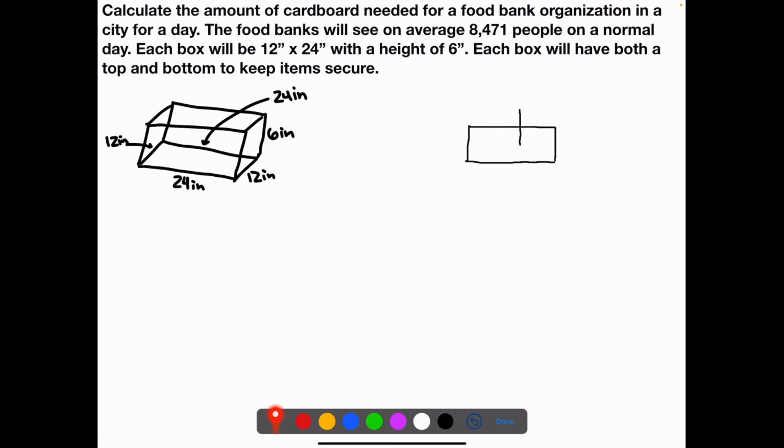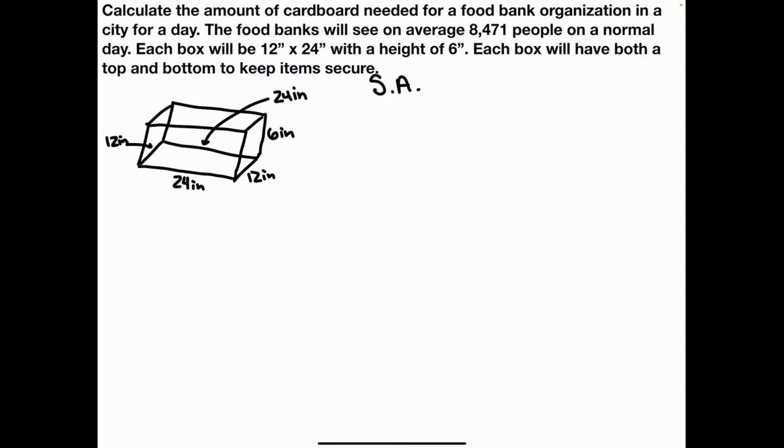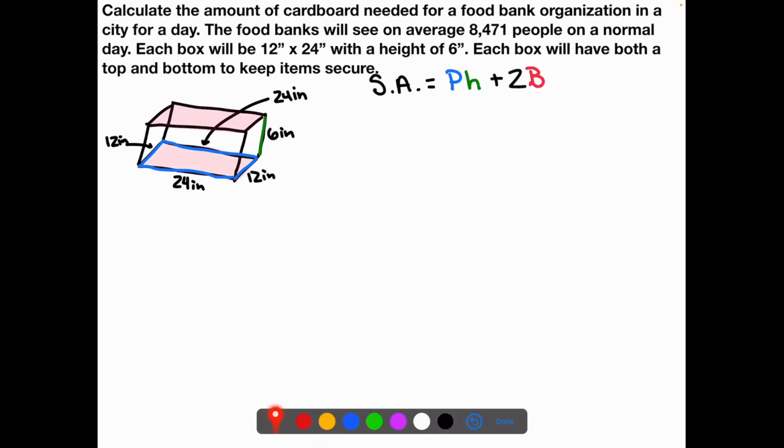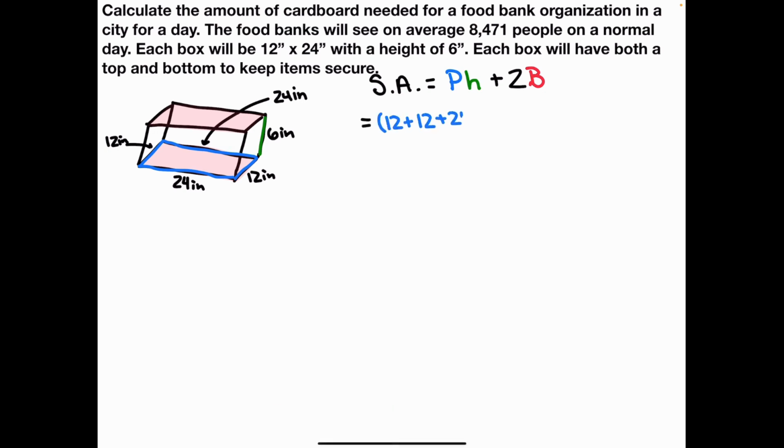Now, from here, with our box listed, we know that surface area is going to be equal to P times H plus 2 times the area of our base. Well, perimeter would just be 12 plus 24 plus 12 plus 24. Height we can see is 6, and the area of our base would be 24 times 12.